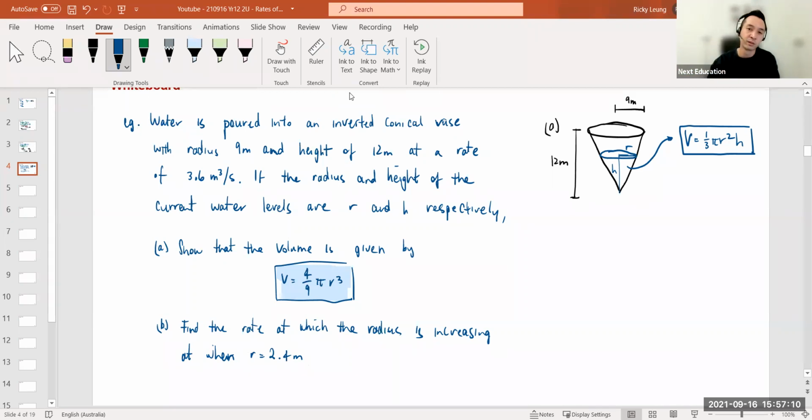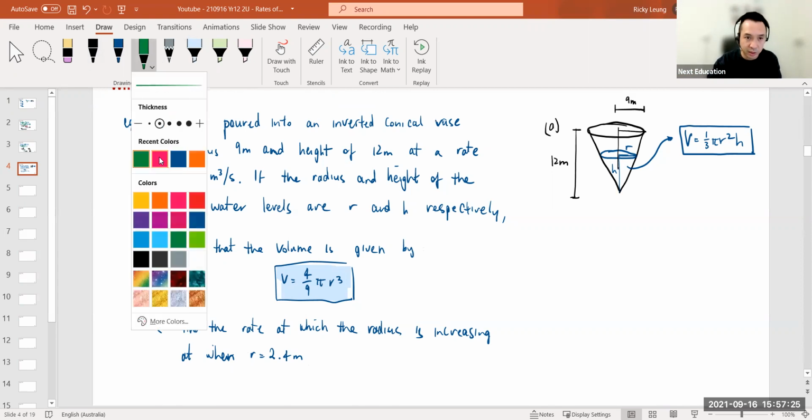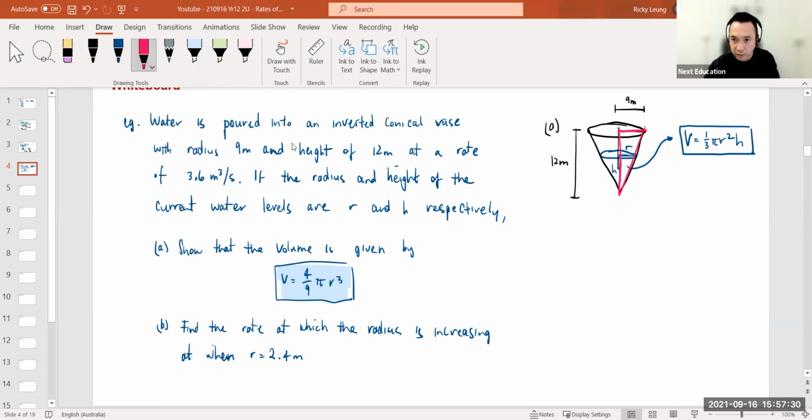So the question at play here is, where's the information in the diagram that lets me make h the subject? For those that know, can you see similar triangles at play? There it is. You've got 9 over here, 12 over here. So big radius is 9, big height is 12, small radius is r, little height is h.